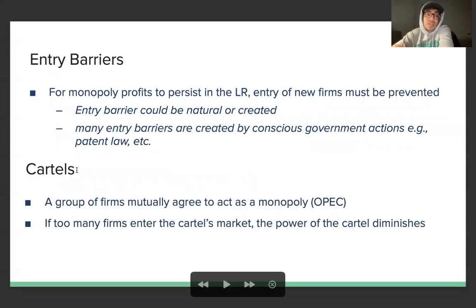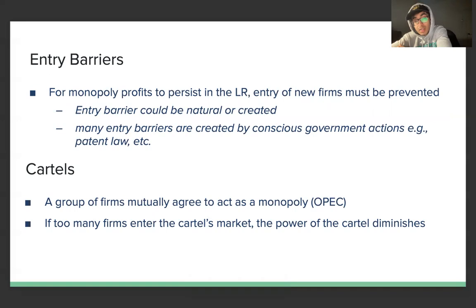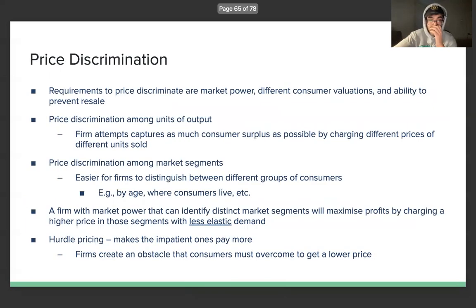Cartels are basically a small number of firms that come together and agree to act as a monopoly. The OPEC oil cartel is an example of one of the cartels that led to the OPEC oil crisis. But if too many firms enter the cartel's market, then the whole point of being a cartel diminishes. So a cartel is always a small number of firms that act together as one monopoly.